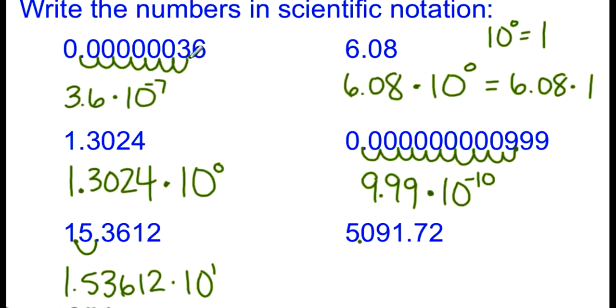My decimal point is going to move in between the 5 and the 0 because 5.09172 is in between 1 and 10. I'm going to multiply that by 10, figuring out my exponent by moving my decimal. 1, 2, 3. And my number was bigger than 10, so my exponent is going to stay positive.